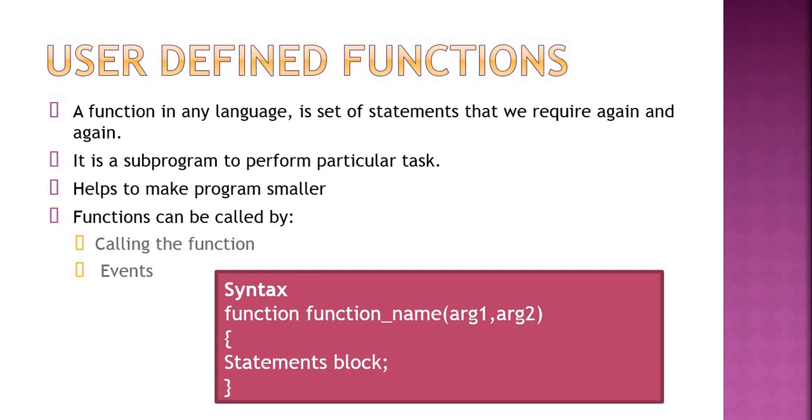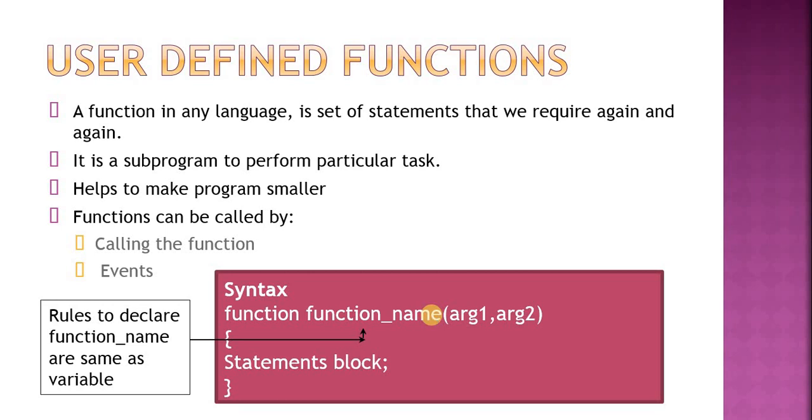Let us have a look at the syntax of the function. Syntax means the way we are going to write the function in the program. A function always starts with the keyword function. So function is the keyword indicating we are going to write a function. Function is written in lowercase. Space, function name. Whenever we are writing a function name, we have to follow the same rules that we were using for variable naming.